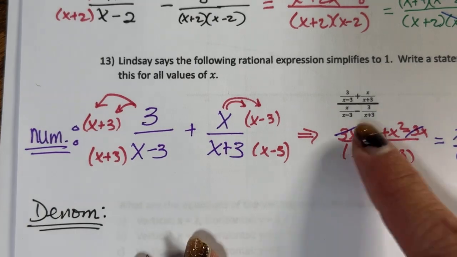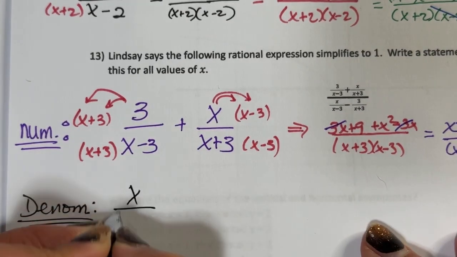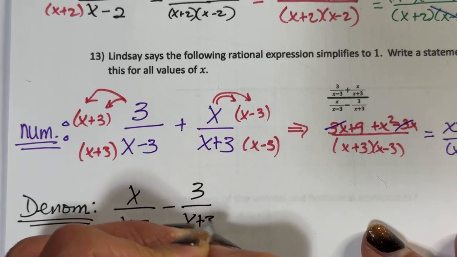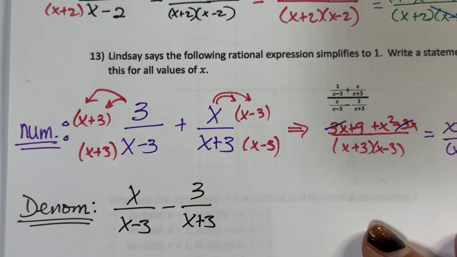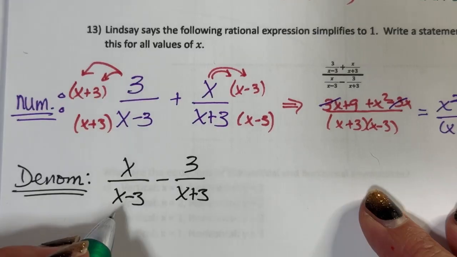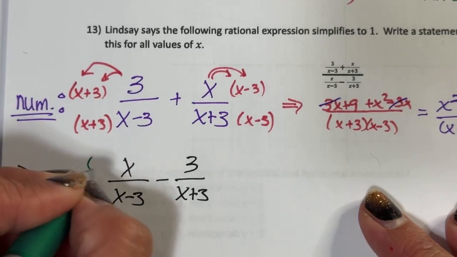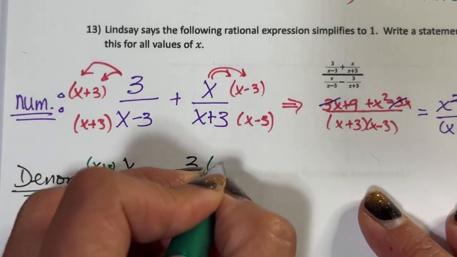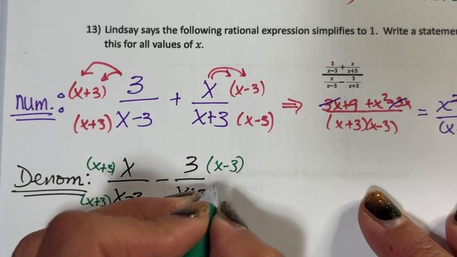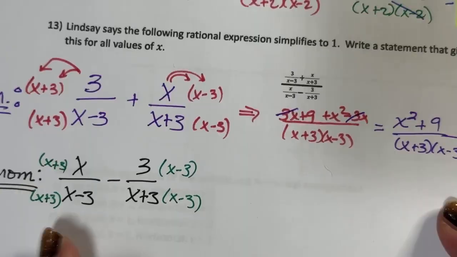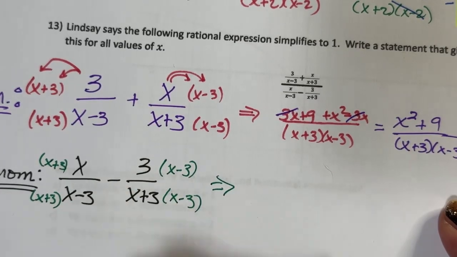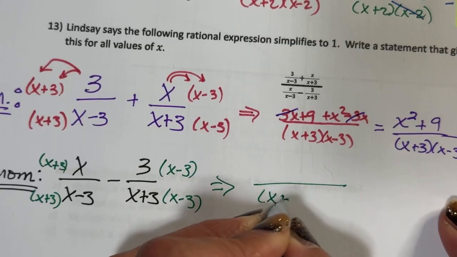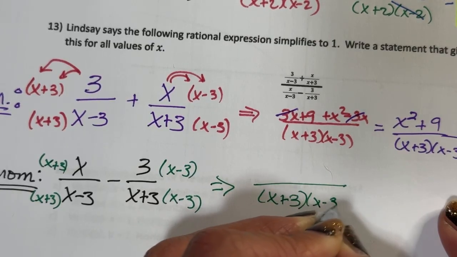Okay, so in the denominator, I'm just going to write it. We've got x over x minus 3 minus 3 over x plus 3. Okay, we need to get a common denominator, so this one needs an x plus 3. We have to multiply it top and bottom. This one needs an x minus 3, so I'm going to multiply it top and bottom. All right, and so then the common denominator is an x plus 3 and an x minus 3. Ooh, just like the numerator.